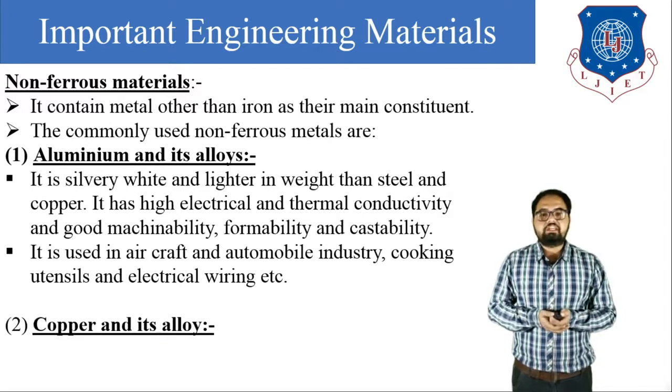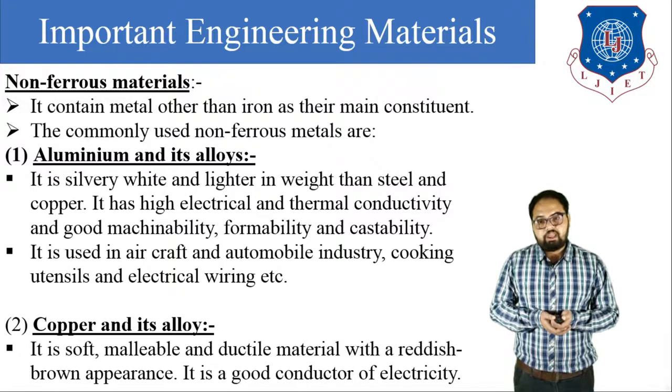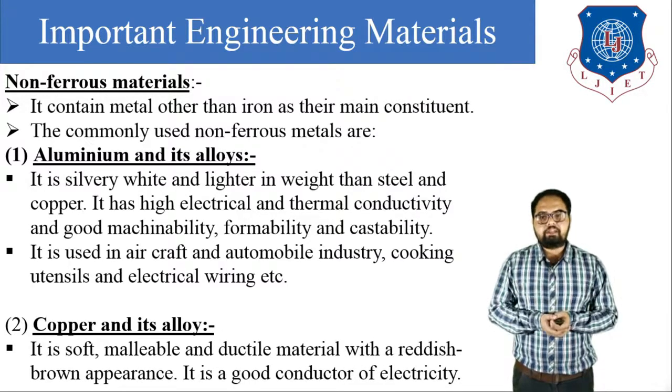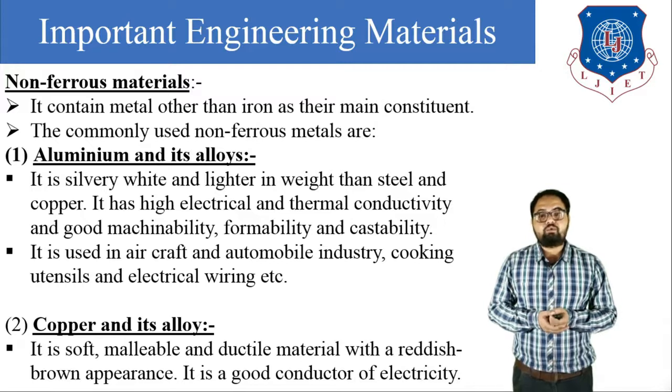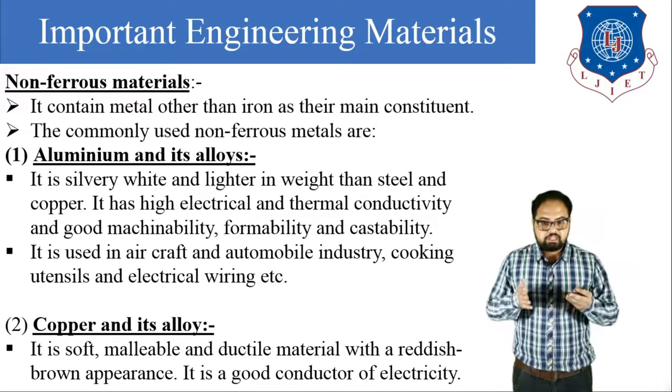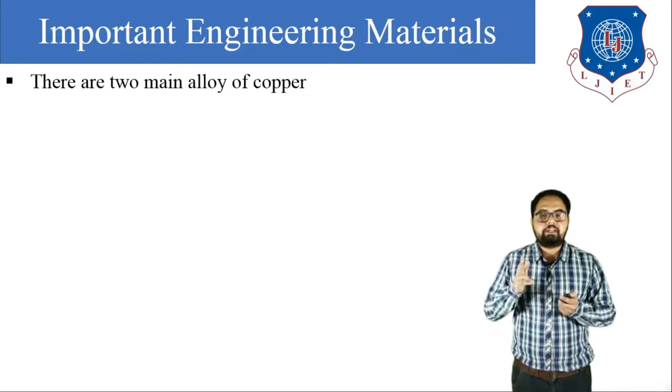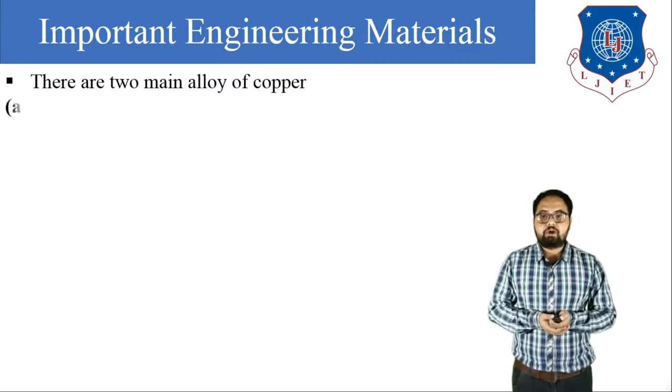The second one is copper and its alloy. It is a soft, malleable and ductile material with a reddish brown appearance. It is a good conductor of electricity. There are mainly two alloys of copper. The first one is brass and the second is bronze.